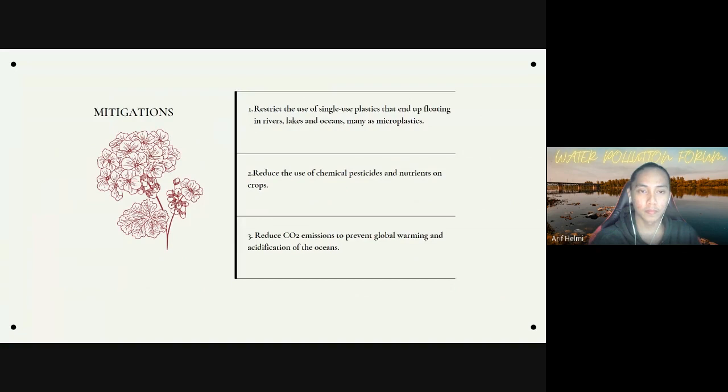Thank you, Farhan. And mitigations. Please, Farhan Akmal. Okay, the first one for mitigation is to restrict the use of single-use plastic that ends up floating in rivers, lakes, and oceans, many as microplastics. The second one is reduce the use of chemical pesticides and nutrients on crops. Okay, so last, reduce the carbon dioxide emission to prevent global warming and acidification of the ocean.